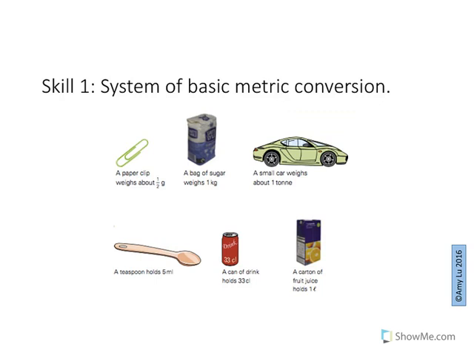A teaspoon holds 5 milliliters. So a teaspoon will not hold 1 liter. Keep that in mind. A can of drink holds 33 centiliters. And finally, a carton of fruit juice holds 1 liter. So if anyone ever says, hey, that teaspoon holds 1 liter, that can't be true unless it's a gigantic spoon.